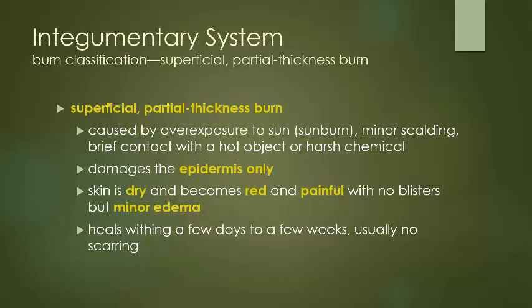So let's look at how we classify burns. The first burn type is called a superficial partial thickness burn. It's superficial partial thickness because it doesn't burn entirely through the skin layers. It only causes damage to the epidermis. And so it's the result of overexposure to the sun. So a mild sunburn would be an example of a superficial partial thickness burn. Being scalded by a little hot water, coming into brief contact with a hot object, or really harsh chemicals can all cause these superficial partial thickness burns.